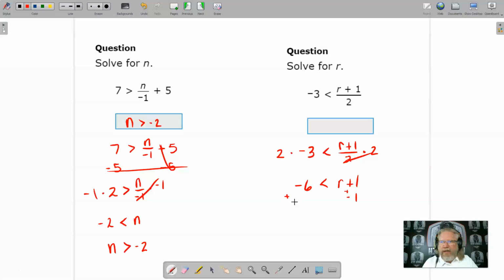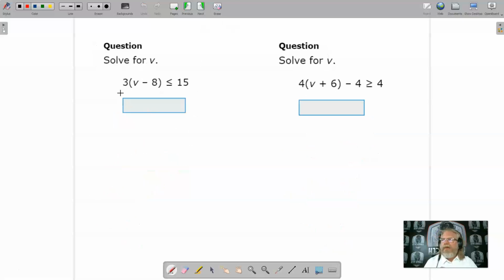So if we do plus negative 1 over here, we end up with negative 6 plus negative 1. It's going to get more negative, to be negative 7. Keep our less than sign, and we have the r. I like to flip their sides. I like my variable on the left. It's pointing at the negative 7, so let's keep it pointing at the negative 7. And we end up with r is greater than negative 7.